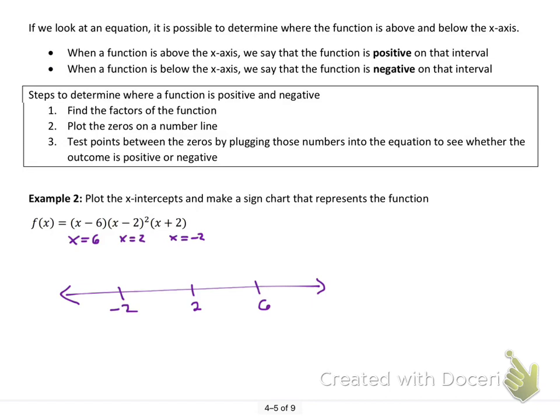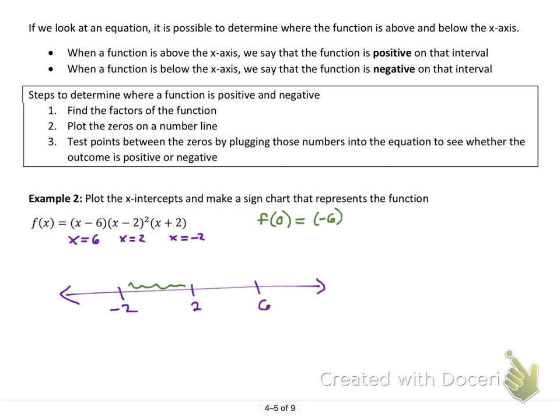That's what matters. So let's plug in a number between -2 and 2, in this area right here. A number between -2 and 2 would be 0. So if I plug in 0, let's find f of 0. I'm going to go ahead and use the factored form. Then 0 minus 6 is -6.